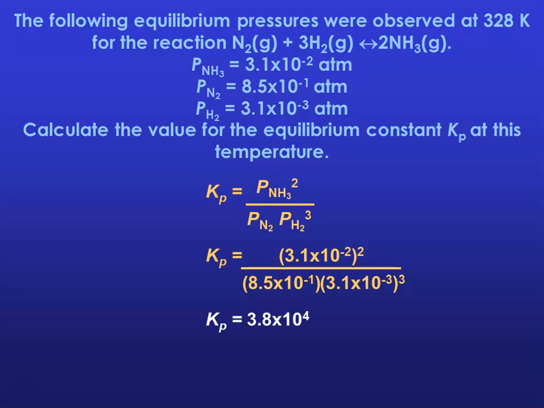When we get through doing all that math, 2 sig figs, because all the partial pressures had 2 sig figs, this K is still favoring the products, but not to the extent it was in the prior question. 3.8 times 10 to the fourth. And again, this is for the temperature of 328 Kelvin.